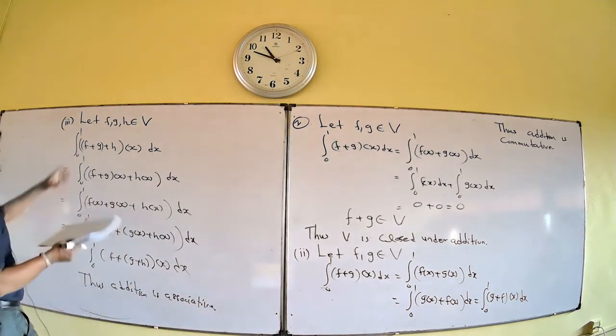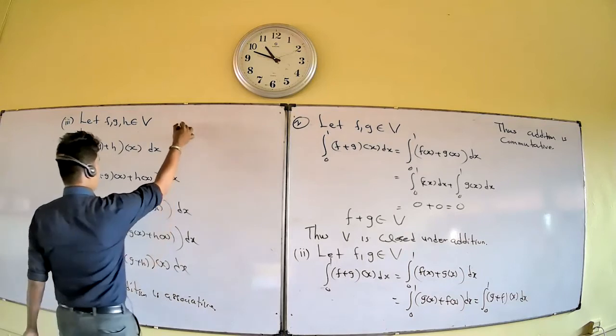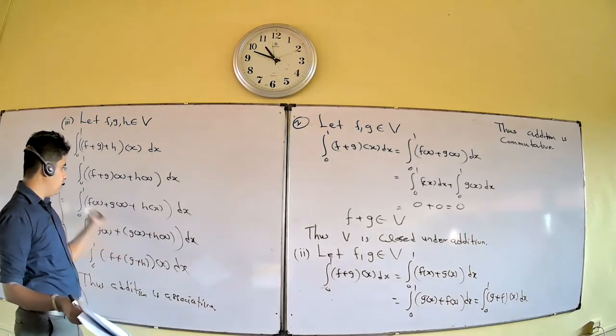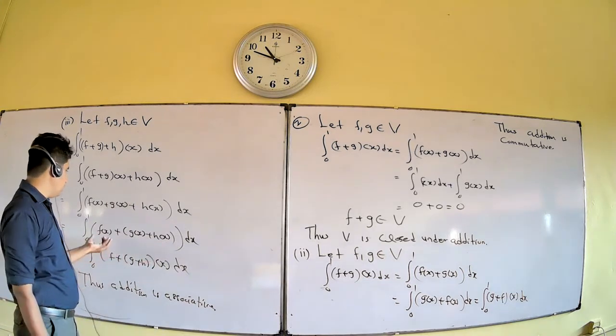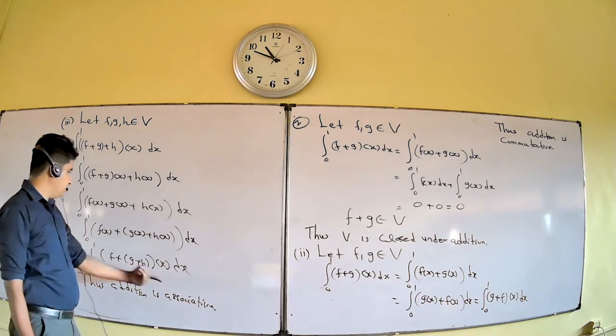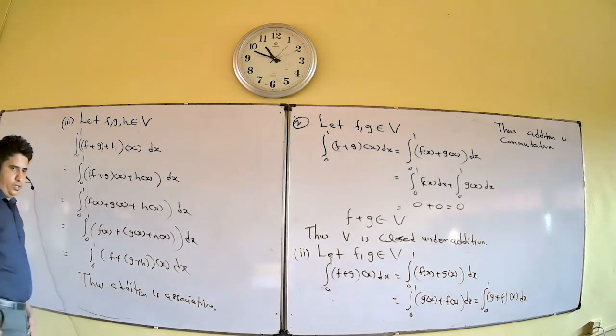Because here f, g, h belong to B, this condition should be satisfied: the integral from 0 to 1 of f(x) is 0, of g(x) is 0, of h(x) is also 0. Then this one is 0, this one is 0, this one is 0. You can write again like this.